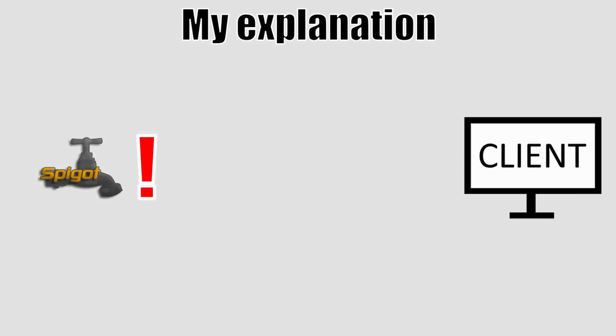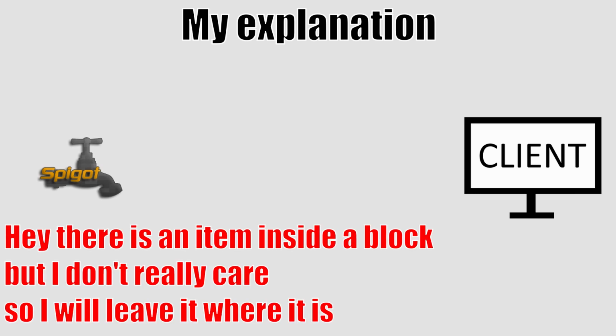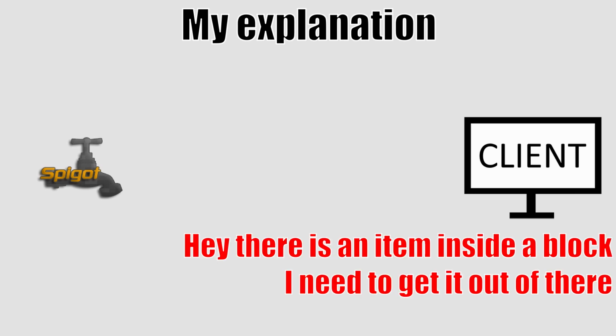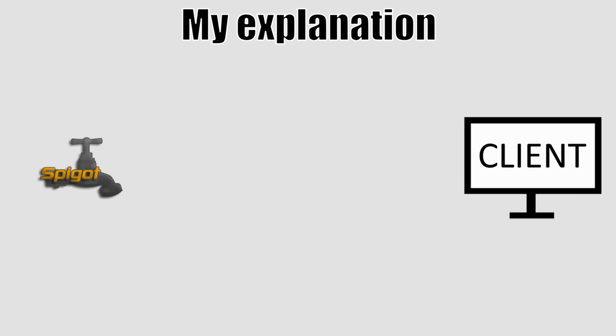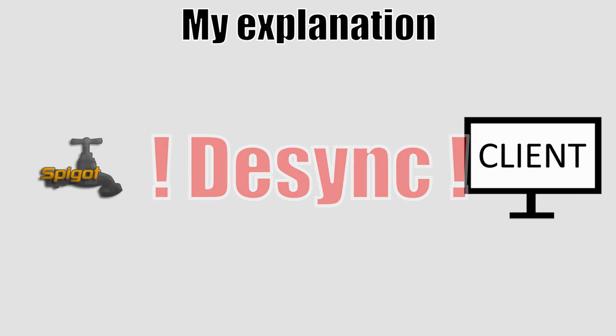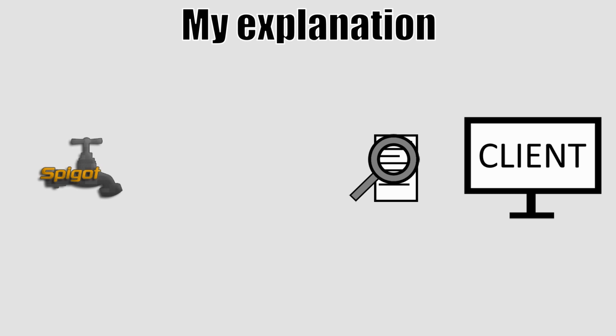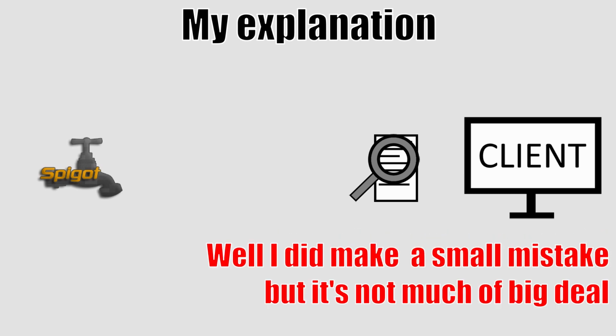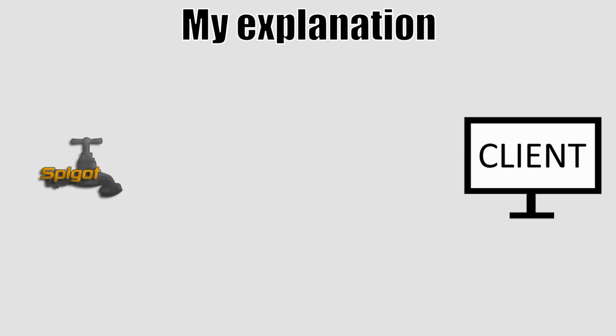Well, if a Spigot server detects an item inside a block, it goes like, "Hey, there's an item inside a block, but I don't really care, so I will leave it where it is." But the client does, "Hey, there's an item inside a block, I need to get it out of there." And so the server and the client did something else, meaning a desync has happened. Once the client receives a message about the item, it goes like, "Alright, how big of a mistake did I do?" And it sees that it actually did make a mistake, and it goes like, "Well, I did make a small mistake, but it's not much of a big deal." And so the client doesn't teleport the item and keeps it where it is.